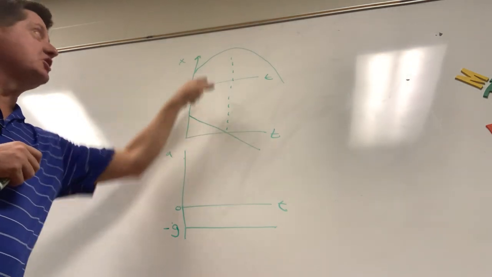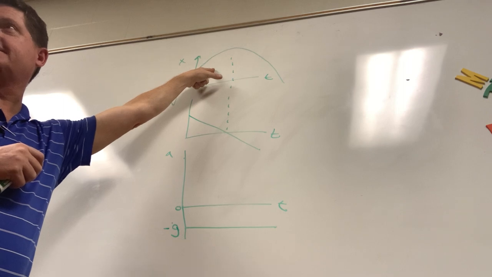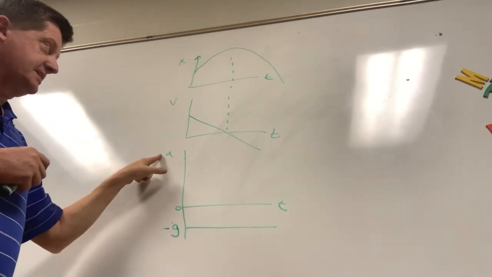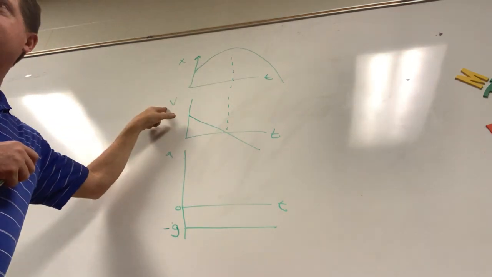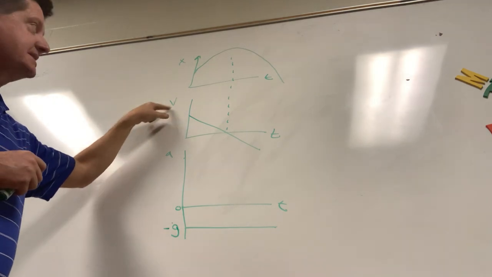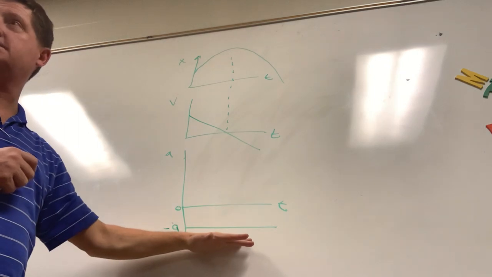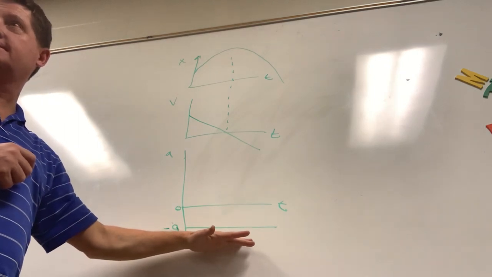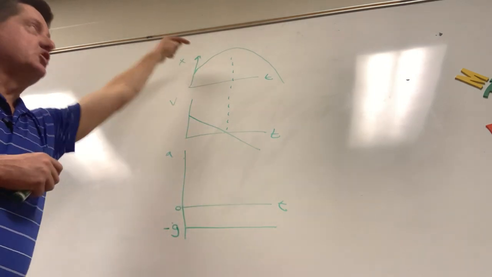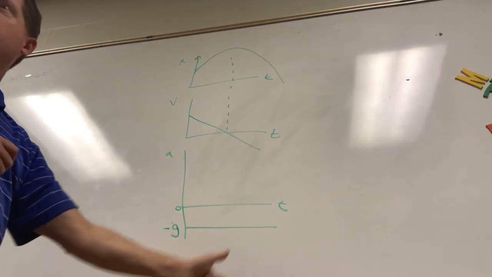This is the slope of that. This is the slope of that. My velocity has a negative constant slope. My acceleration is negative and constant. Slopes going this way, areas under curves going that way.